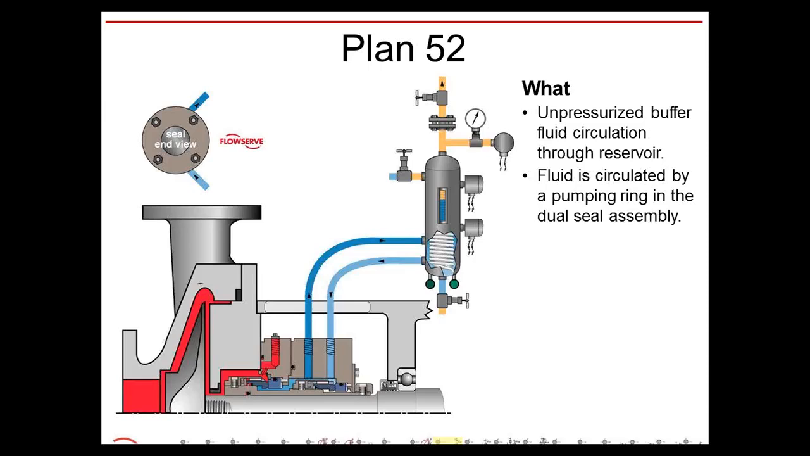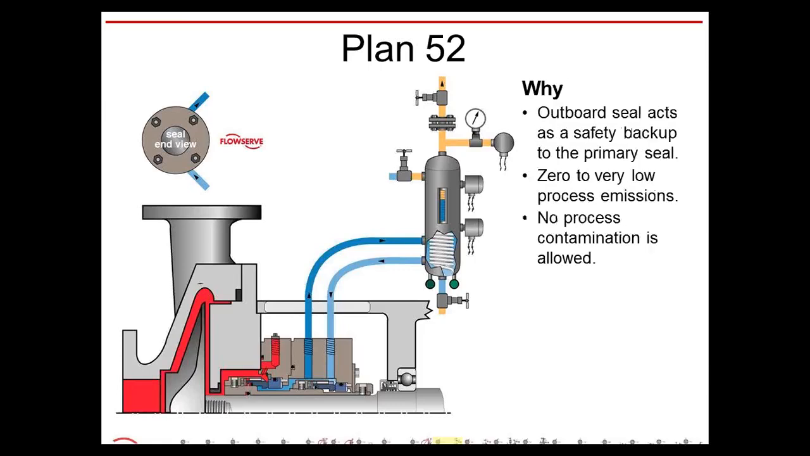The Plan 52, this is an unpressurized system, and it's designed specifically to collect leakage. It's a backup seal. It's a zero or very low process emission. There's no process contamination allowed. So with the unpressurized system, again, you're not putting any of the barrier fluid into the process. Okay, so it's only used as a collection point. So the process fluid leaks back into the barrier fluid.